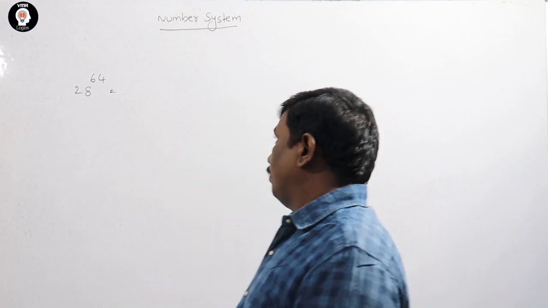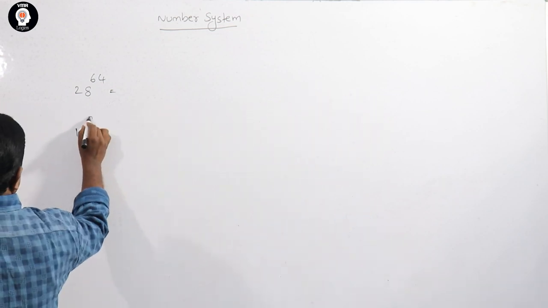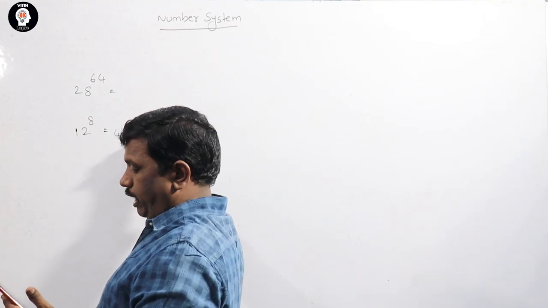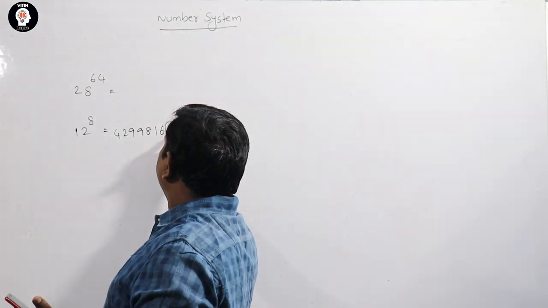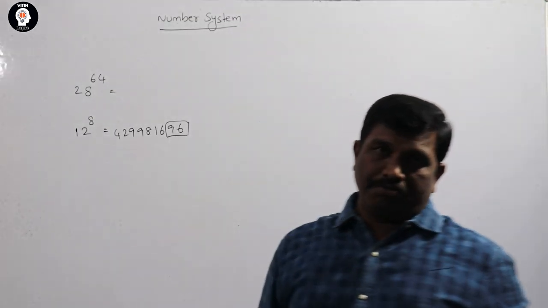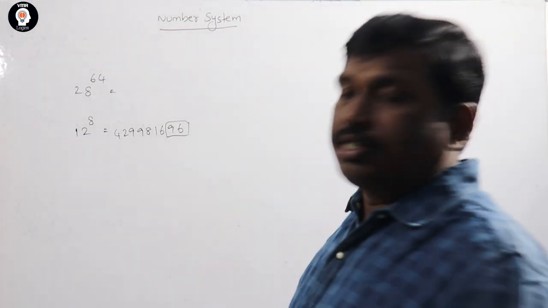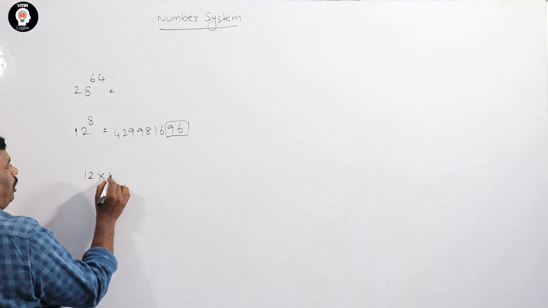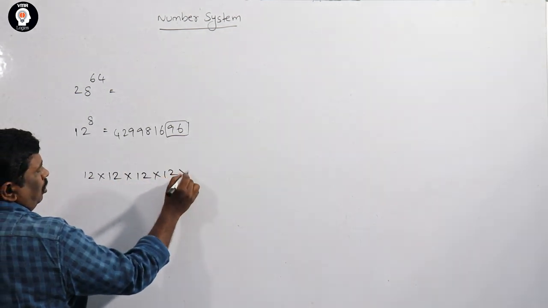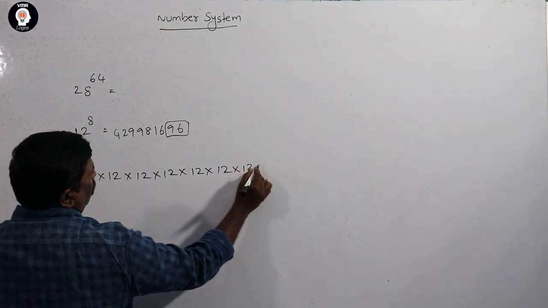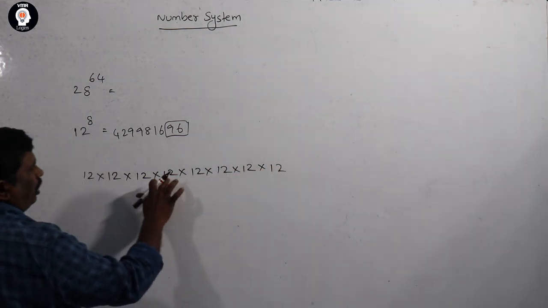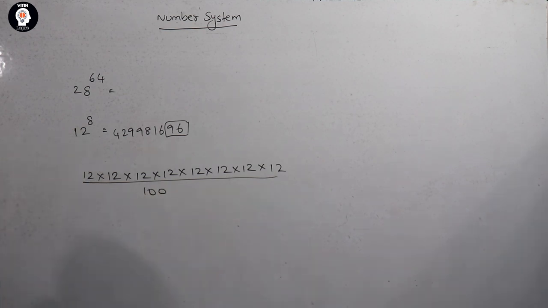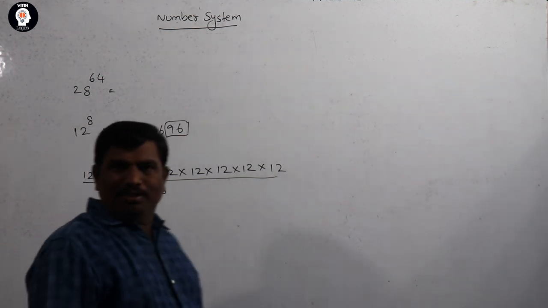Let me put one more example, some easy question: 12 power 8. What are the last two digits? The last two digits are 96. As per the previous case, I am writing 12 eight times: one, two, three, four, five, six, seven, eight. I want the last two digits, so divide by 100.